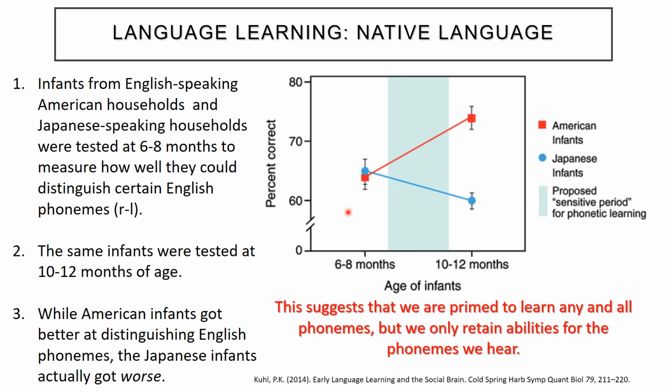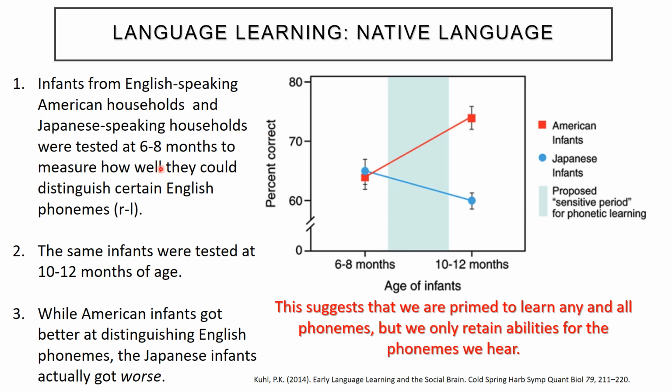So it turns out that our ability to distinguish phonemes at a very early age, it appears that infants essentially have the fundamental features that are needed to learn these different phonemes, but we only really retain the phonemes that we actually end up hearing. So let me walk through some results that came out of Patricia Kuhl's lab on this process. This is one experiment that she had done to demonstrate this. She was looking at infants from English-speaking American households and also Japanese-speaking households.